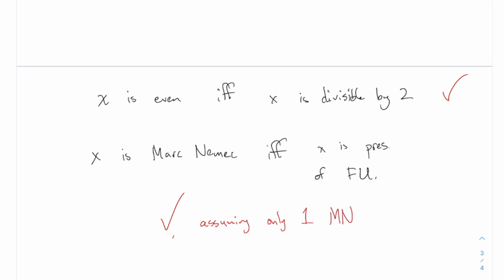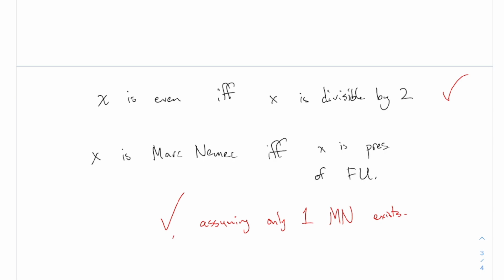Only one Mark Nemec exists. If there are other Mark Nemecs who are not the president of the university, then this would not be an accurate statement. I'm just trying to impress on you what this phrase "if and only if" means. It's actually a very strong thing. It means you're saying that two things actually mean exactly the same thing.